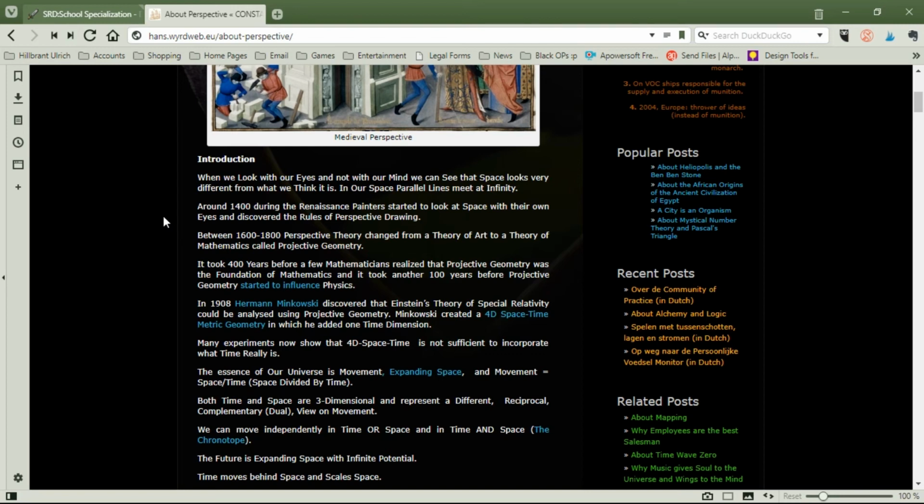All right. Around 1400, during the Renaissance, painters started to look at space with their own eyes and discovered the rules of perspective drawing. Between 1600 and 1800, perspective theory changed from a theory of art to a theory of mathematics called projective geometry. And the Masons are really into this. It took 400 years before a few mathematicians realized that projective geometry was the foundation of mathematics. And it took another 100 years before projective geometry started to influence physics.